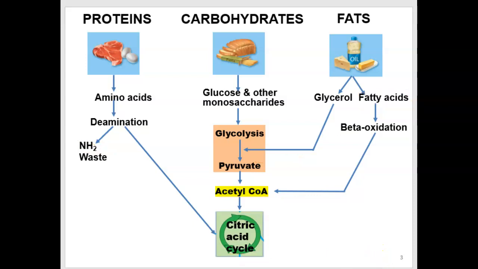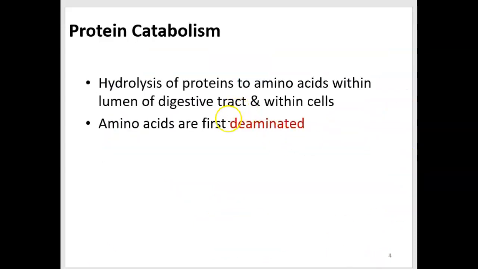So first let's look at protein catabolism. When proteins are broken down through the process of hydrolysis, that gives us amino acids. Now those amino acids have nitrogen and a carboxyl group attached, but the nitrogen is a waste product for us, and toxic to us in high concentrations. So they must first be deaminated.